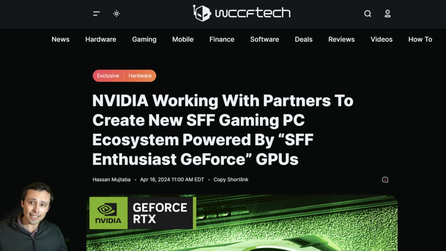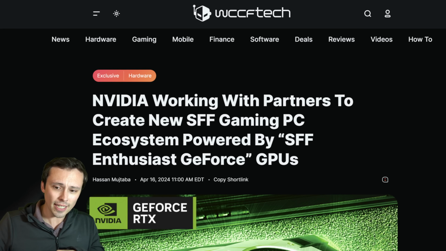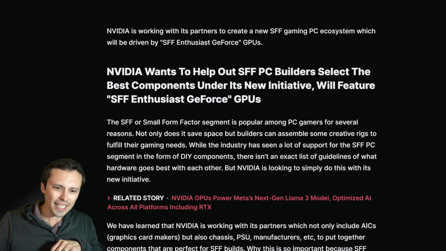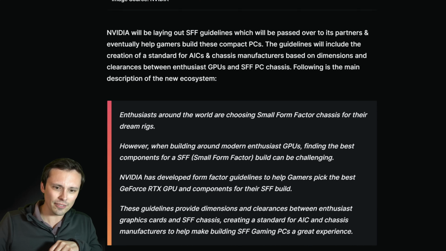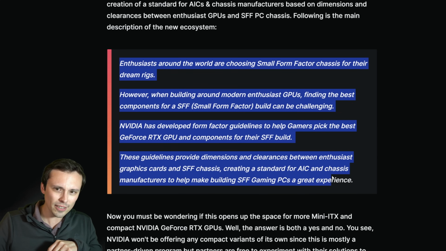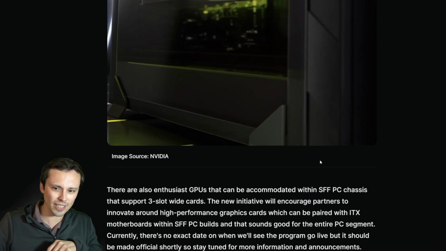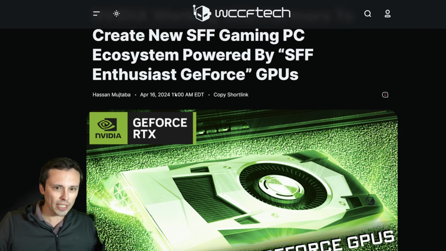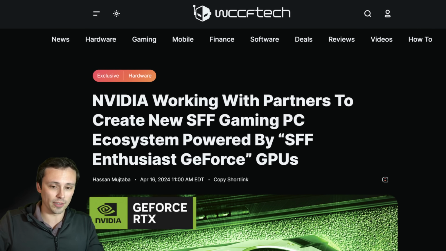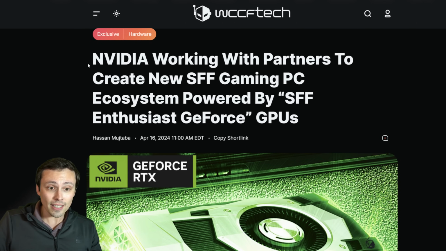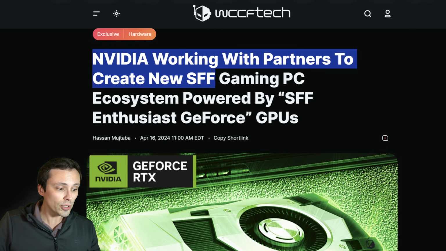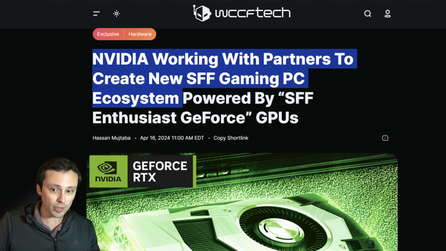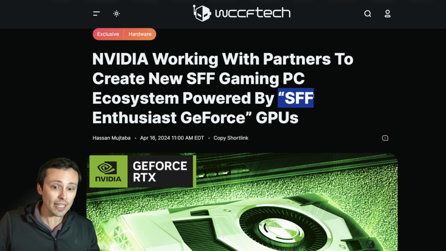Now, in other news, I think this is pretty cool. I'm seeing this from WCCF Tech, but when I was digging into it, there's a direct quote here, but it doesn't seem like an official announcement. Anyway, this does seem trustworthy from what I can tell. The headline is Nvidia is working with partners to create a new small form factor gaming PC ecosystem powered by SFF enthusiast GeForce GPUs. So this is kind of interesting.